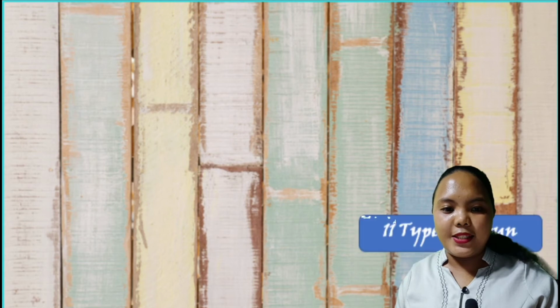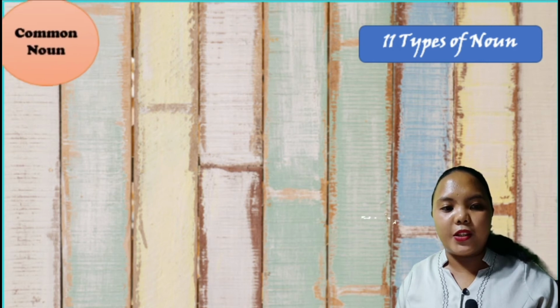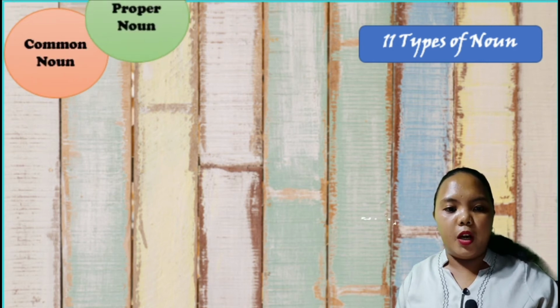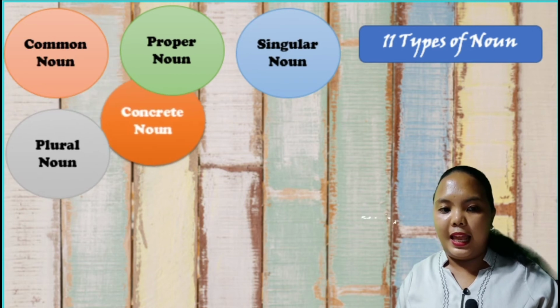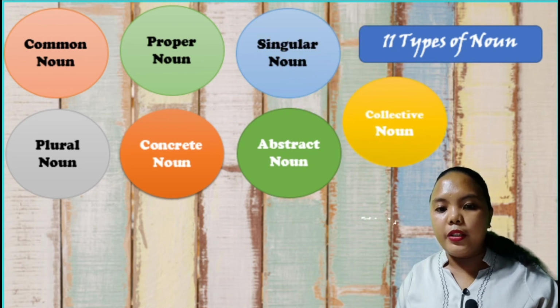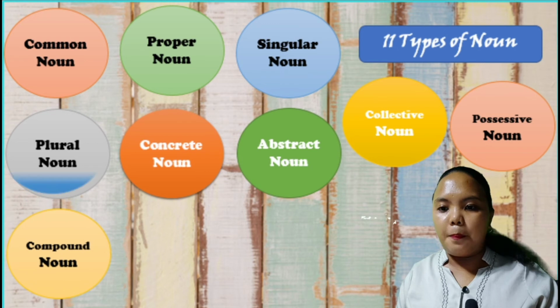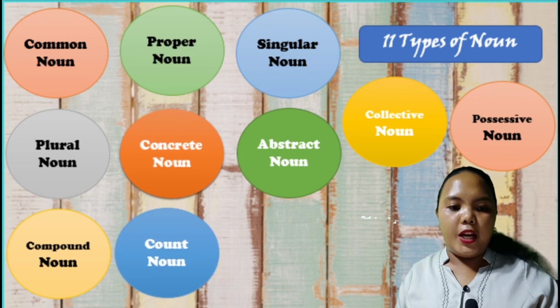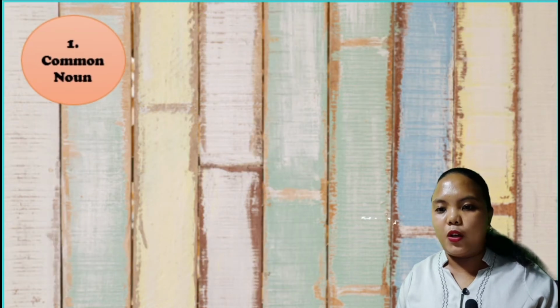Let's start by enumerating those different types of nouns. You have the common noun, proper noun, singular noun, plural noun, concrete noun, abstract noun, collective noun, possessive noun, compound noun, count noun, and mass noun.